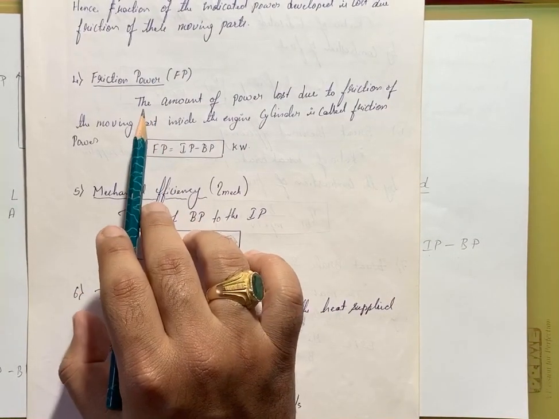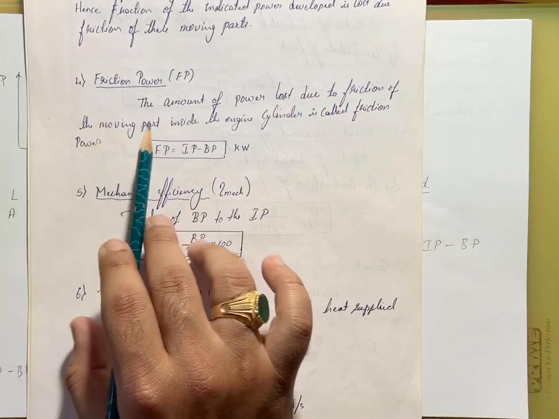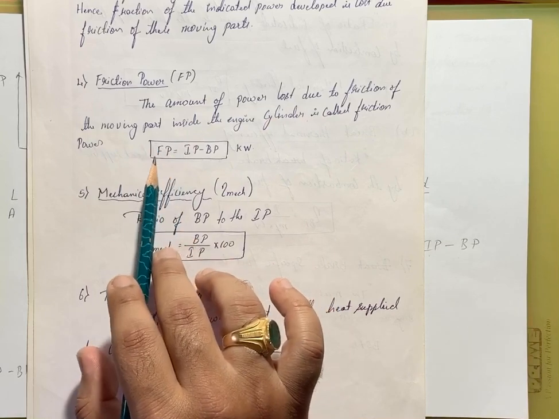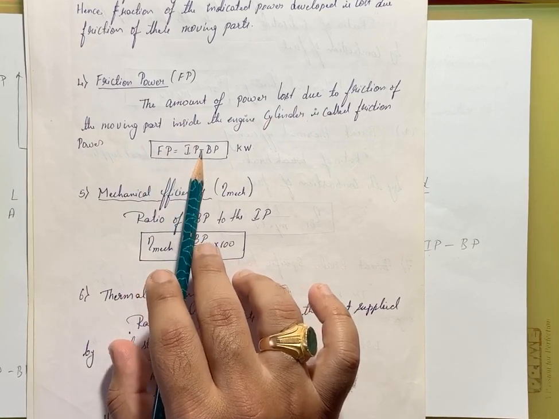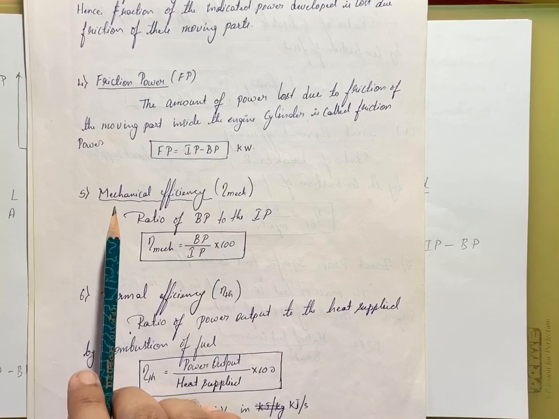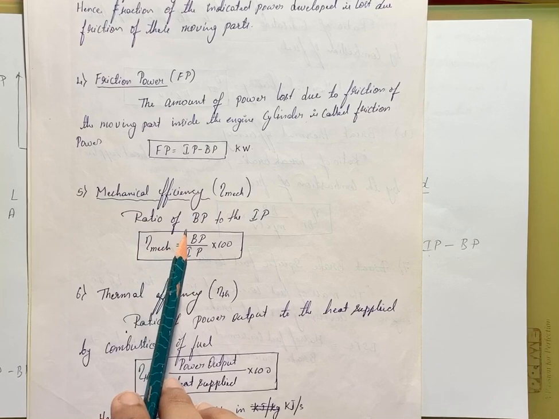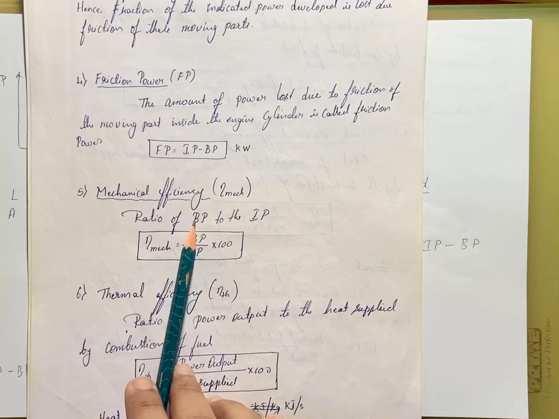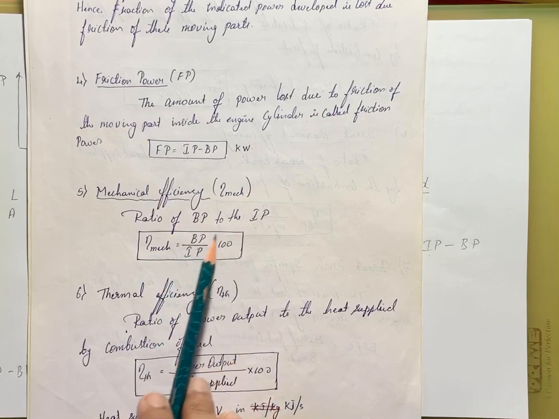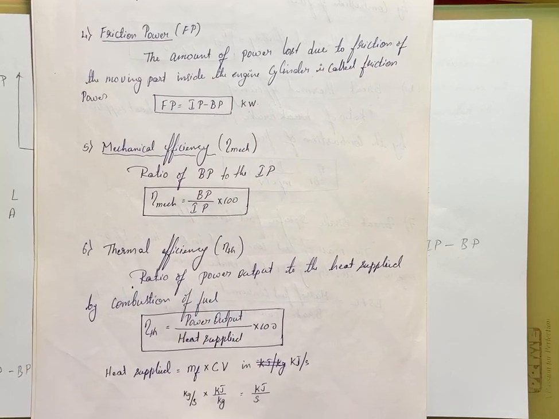The frictional power is the amount of power lost due to friction of the moving parts inside the engine cylinder. We call that power the frictional power, that is Ip minus Bp, given in terms of kilowatts. And next one is the mechanical efficiency. Mechanical efficiency is the ratio of brake power divided by indicated power, that is Bp divided by Ip into 100. That is what the mechanical efficiency is, right?